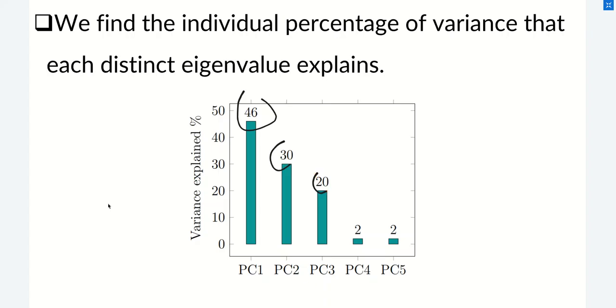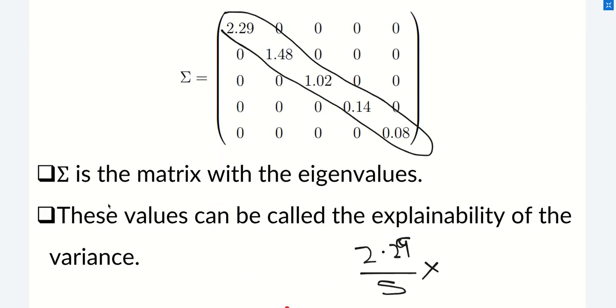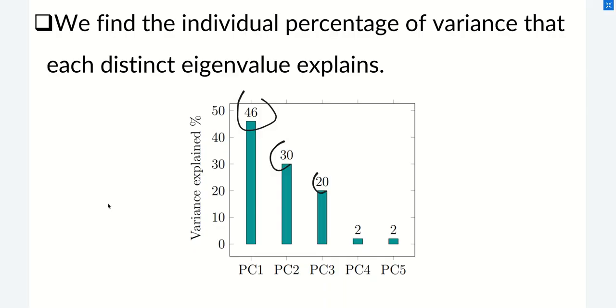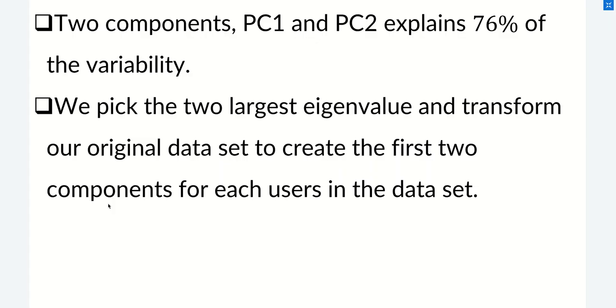Now, if you look at it, we go back to our eigenvalue. You will see that these three are the ones having the highest score. These ones are less significant. That means we are going to pay attention to the first three. So you pay attention to the first three, which is PC1, PC2, and PC3. So these ones become your principal component.